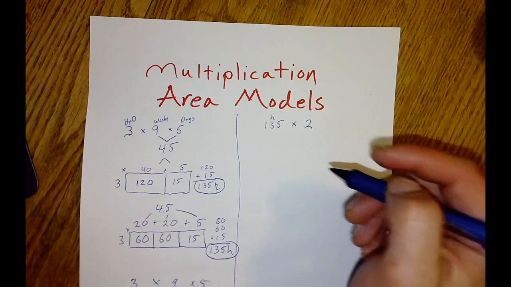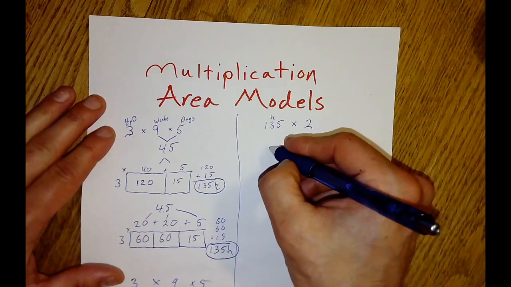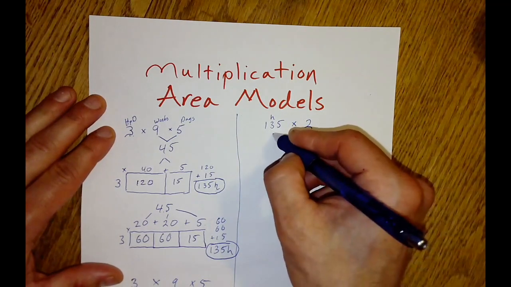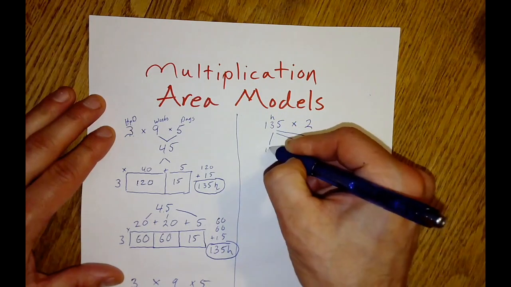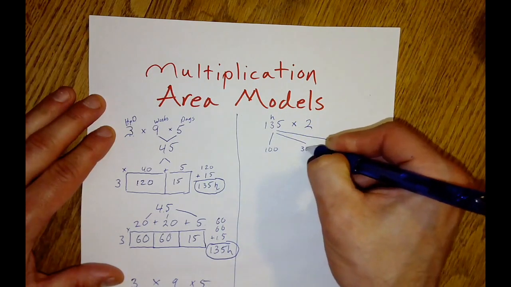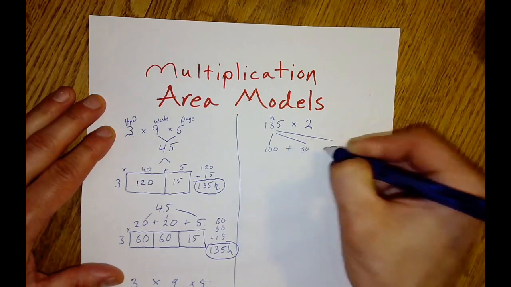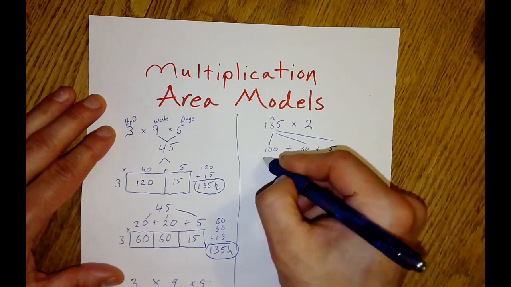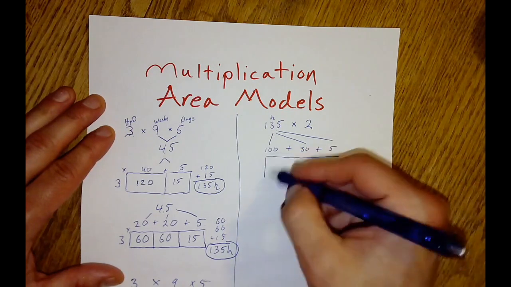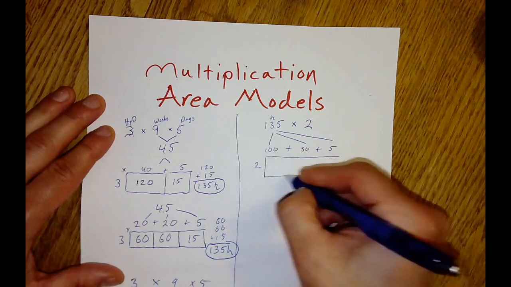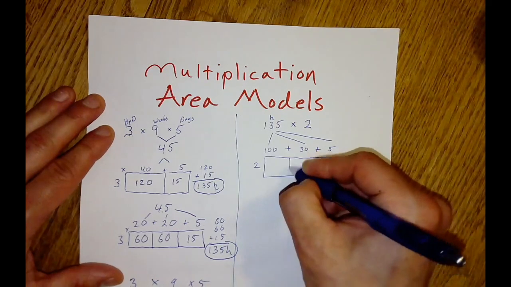All right, let's go ahead and decompose those. I think I'm going to decompose this 135 into a 100, a 30, and a 5, just breaking it up along place values. I'm going to put that on one axis. On my other axis, my other dimension, I'm going to use 2. We'll get 3 partial products.